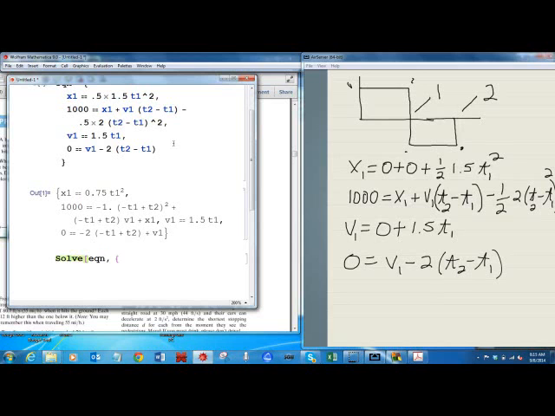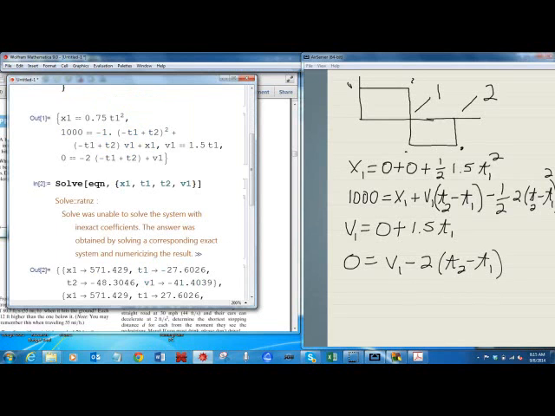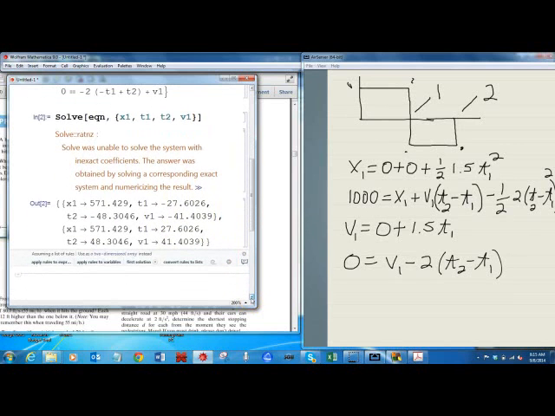Okay. So you say, I want to solve those. Then you have to tell it what you're going to solve for. I have 4 equations, so I have to give it 4 things to solve for. What are they? X1, T1, T2, V1. Is it X2? T1? And there you go. T2? V1. And there you go. Okay.